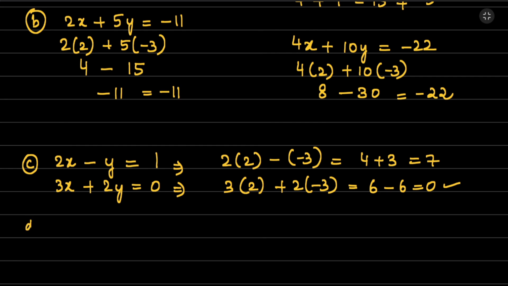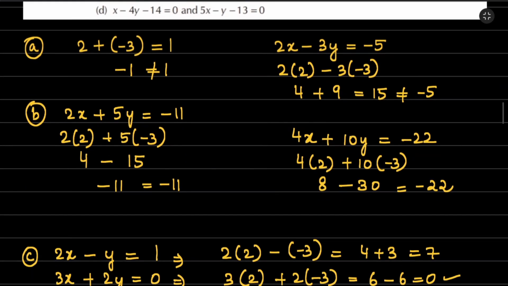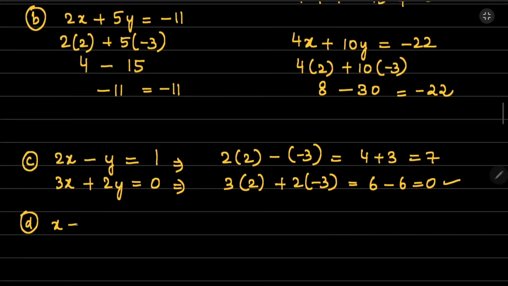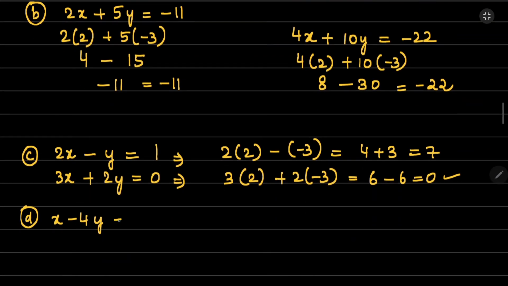Let's go to option D. What is the D option? x minus 4y should be equal to 14. Let's substitute x as 2 and y as minus 3. What is it? 2 plus 12 is equal to 14. Yes, x and y are satisfying it.